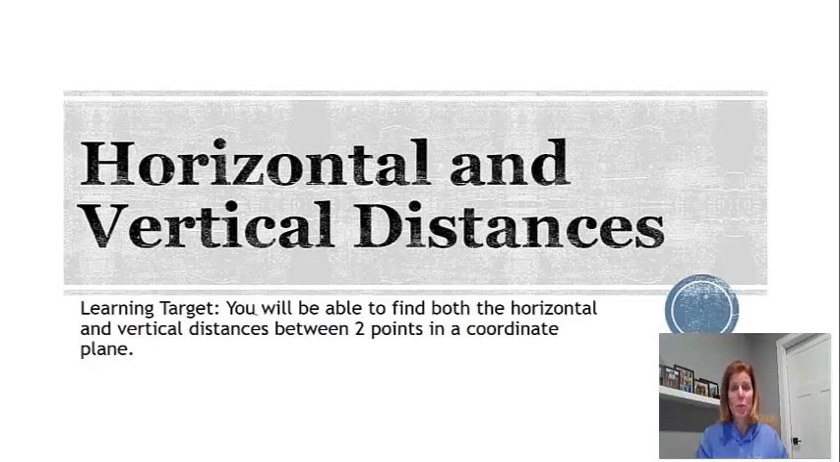Hello. As we get ready to study slope, in order to find the slope, we'll actually be finding the slope of a line. In order to find the slope of a line, we are going to need to know how to find a horizontal distance between 2 points and a vertical distance between 2 points. Although this may seem pretty easy, it's really setting us up for finding the slope. So finding the slope is going to be super easy as well. At the end of this video, you'll be able to find both the horizontal and vertical distances between 2 points in a coordinate plane.